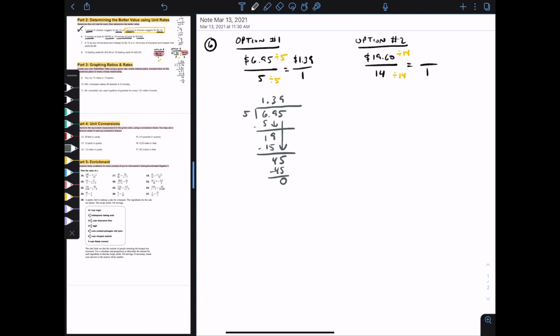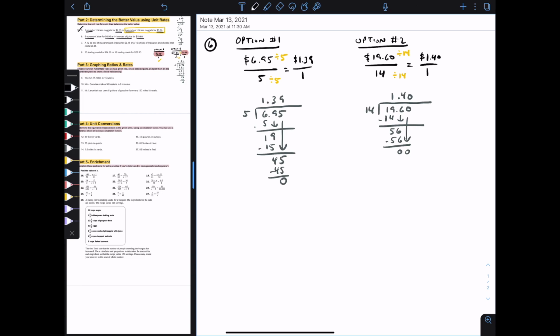Now for option number 2, we can go ahead and see if we have $19.60 and divide that by 14, it's going to be $1 something because 14 fits into 19 exactly once with some left over. This remainder should be 5, bring down this 6. I think 14 times 4 is exactly 56. I'm getting 0. Is that right? Yeah, $1.40. So we have $1.40 for 1 ounce.